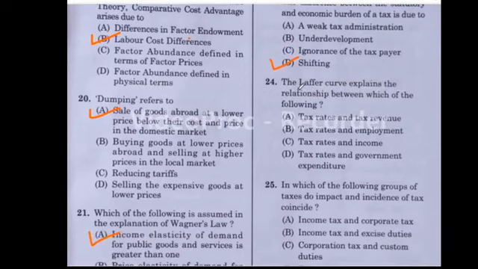Question number 24: The Laffer curve explains the relationship between which of the following? Option A tax rate and tax revenue, option B tax rates and employment, option C tax rates and income, option D tax rates and government expenditure. Yes, I hope you know about the Laffer curve. The Laffer curve explains the relationship between tax rates and tax revenue.